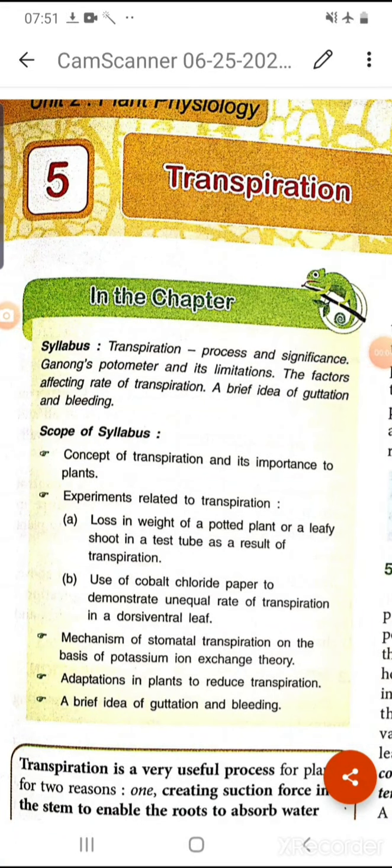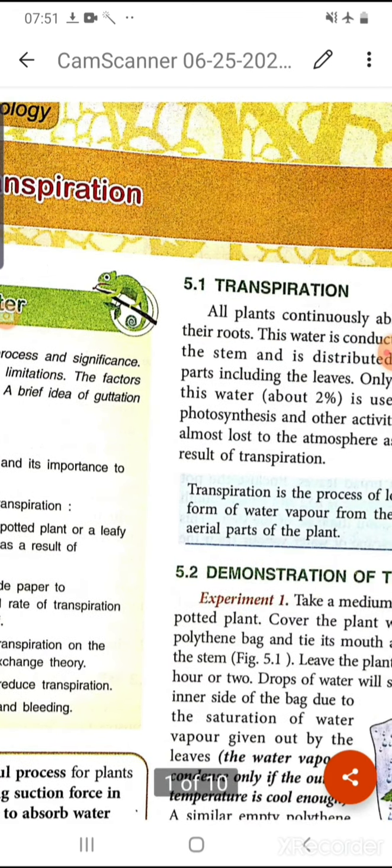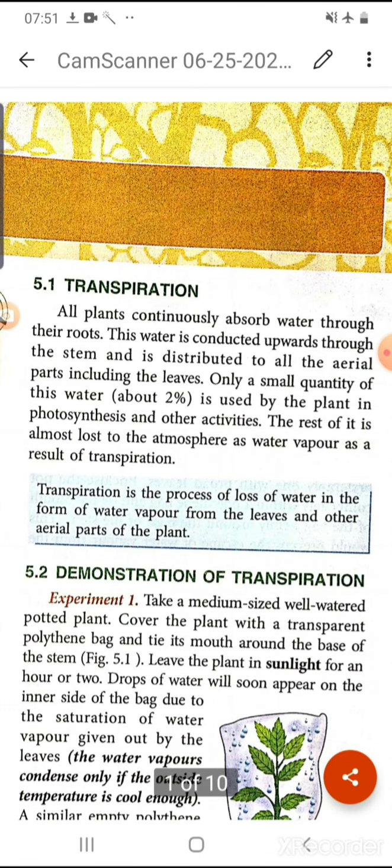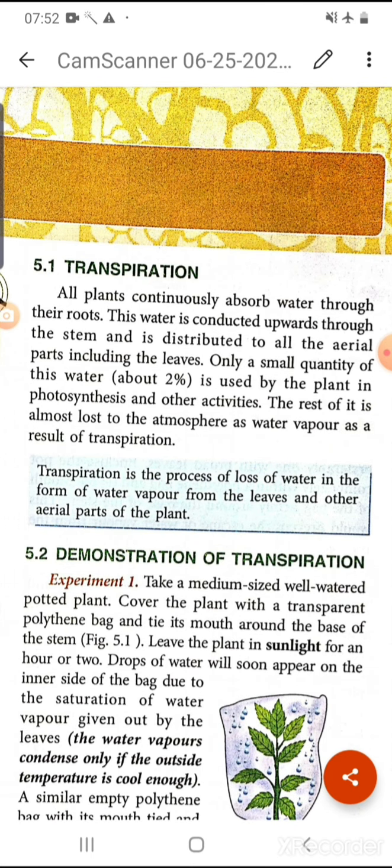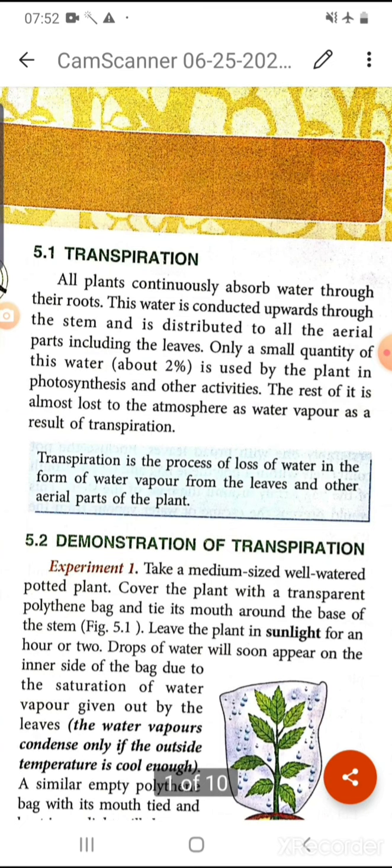So, today we are going to discuss the next chapter, that is transpiration. Transpiration is one of the most important physiological processes in plants. You know that all plants absorb water continuously from the soil with the help of roots, and after that this water is conducted upward through the stem and distributed to all parts of the plant, mainly the leaves.